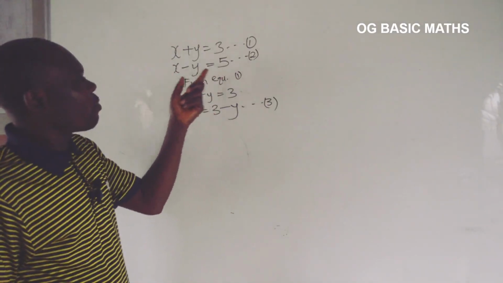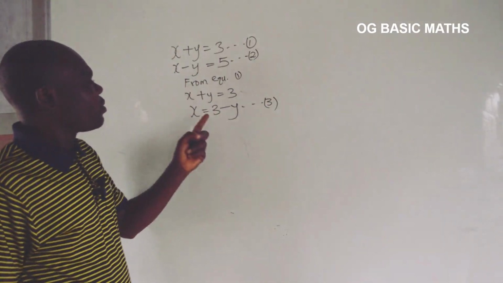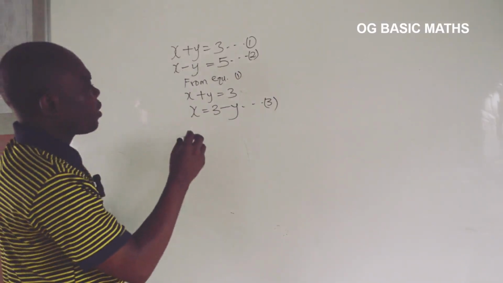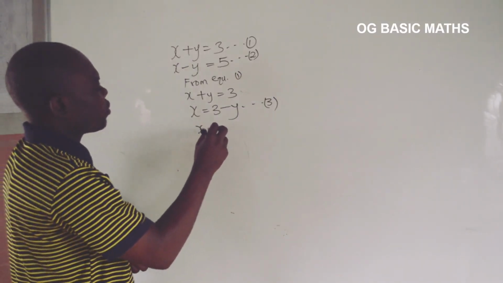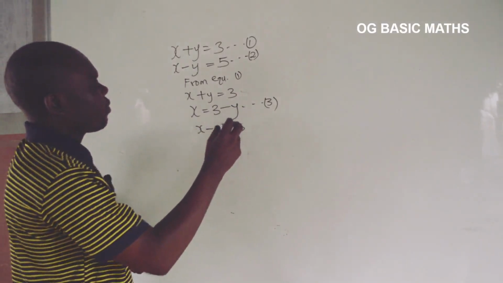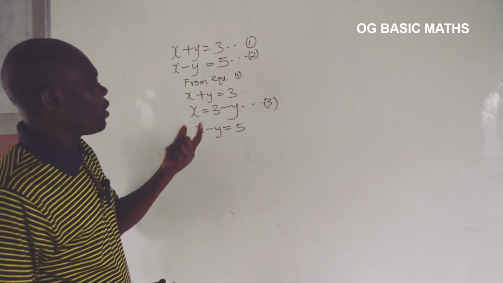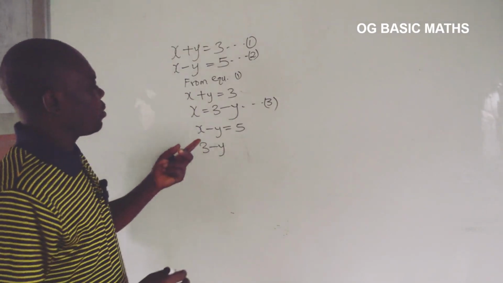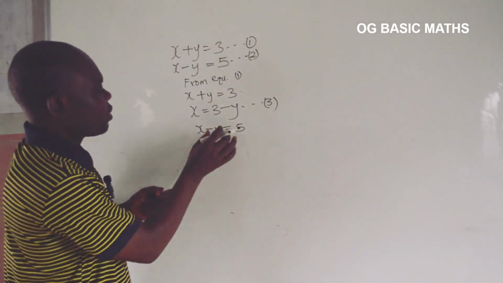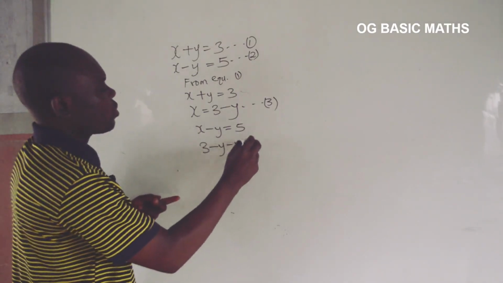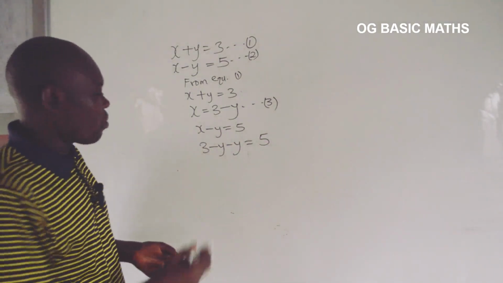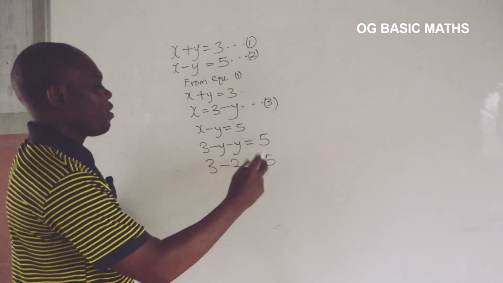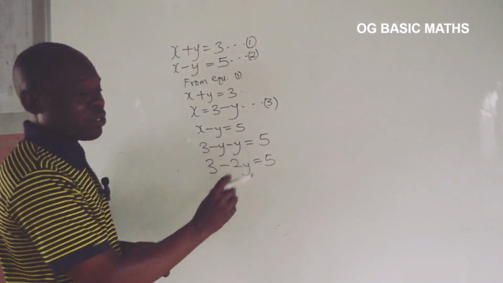From equation 2, now we're going to substitute for x. Anywhere we see x, we put 3 minus y. So from there, we have x minus y equals 5, and we have gotten x to be 3 minus y. So here we have 3 minus y, then we put minus y equals 5. So what we have here becomes 3 minus 2y equals 5. Minus y will give us minus 2y.